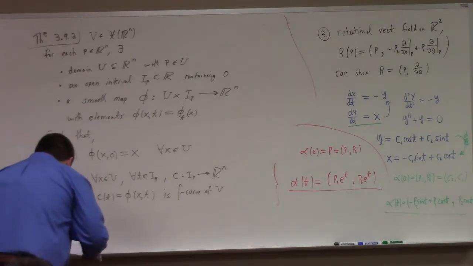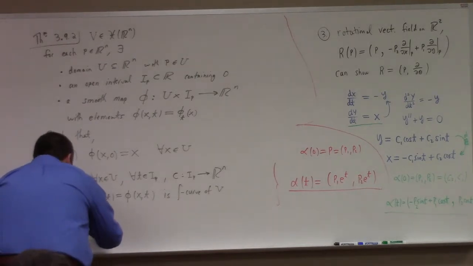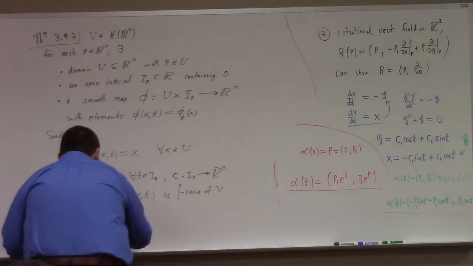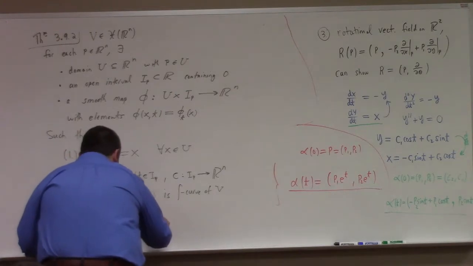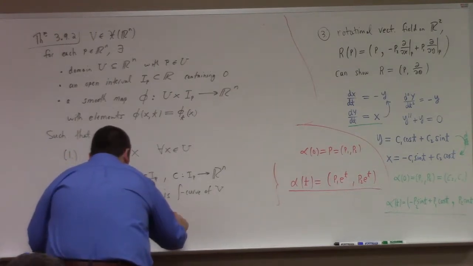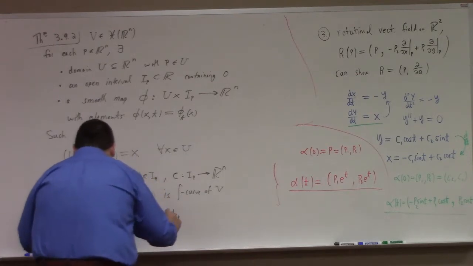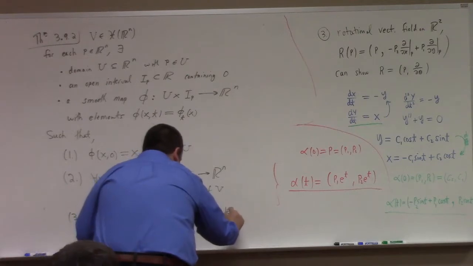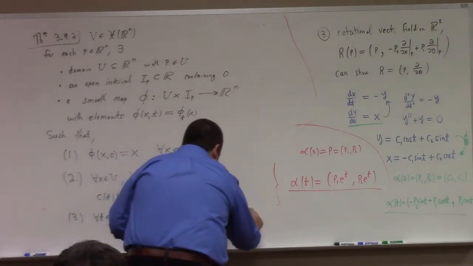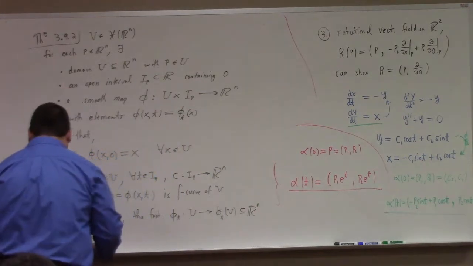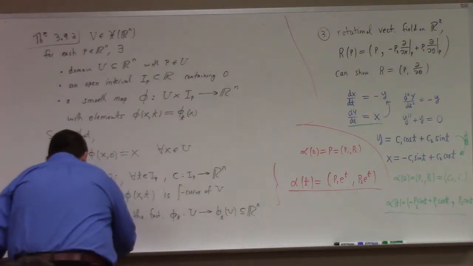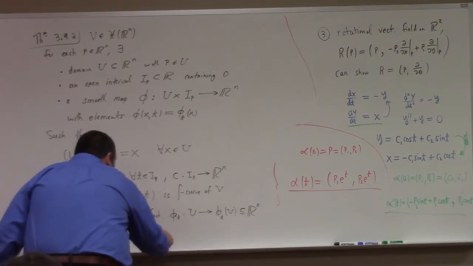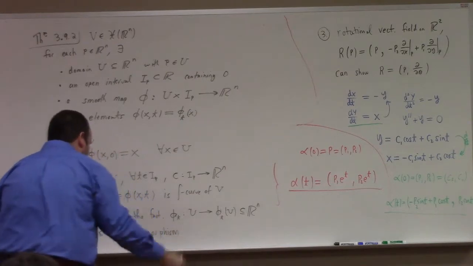And three, for all t in I_p, the function phi sub t that goes from U to phi t of U, a subset of R^n, is a diffeomorphism onto its image. There we go. So this is the diffeomorphism that's talked about in the title of the section.